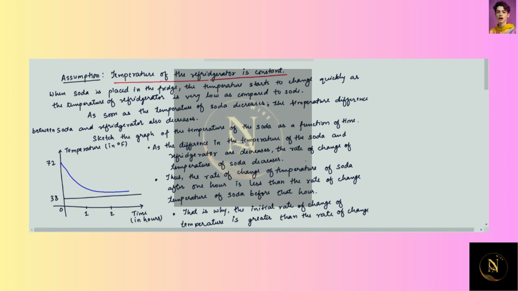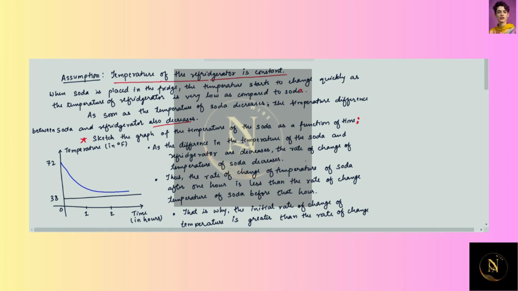So this is the graph, and we will just discuss all the things. When soda is placed in a fridge, the temperature starts to change quickly as the temperature of the refrigerator is very low as compared to soda, right? As soon as the temperature of the soda decreases, the temperature difference between soda and refrigerator also decreases. Yes. So now we will sketch the graph of temperature of soda as a function of time. So this is our graph.